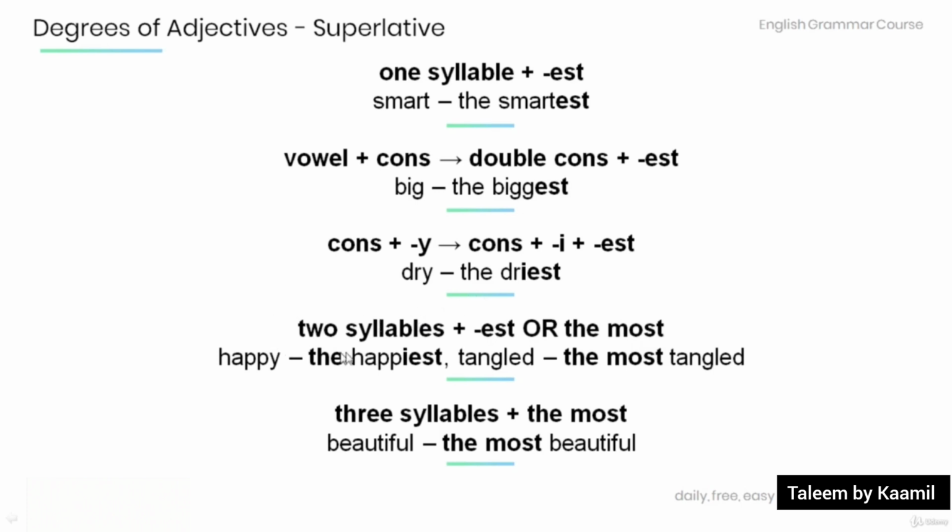Now, when an adjective has two syllables, we add est or the most. For example, happy, the happiest. Tangled, the most tangled. And when an adjective has three syllables, we simply add the most. For example, beautiful, the most beautiful.